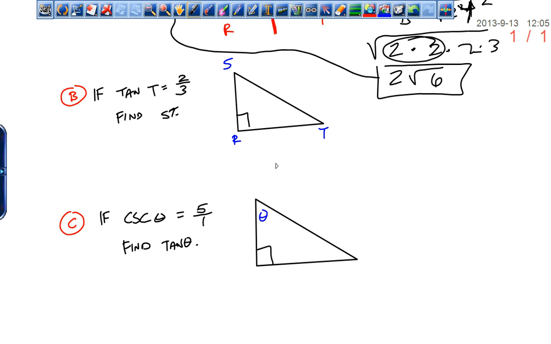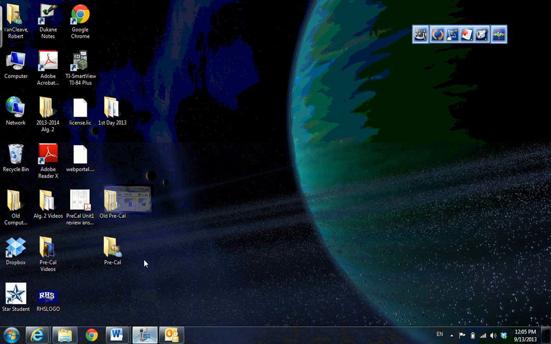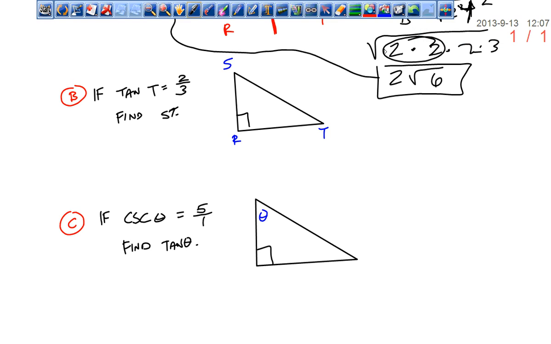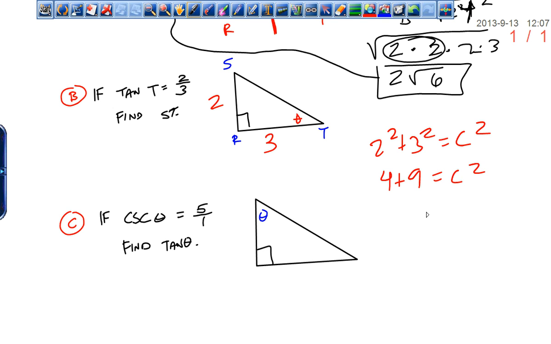All right. So they tell us tan of T. So that means that it's down here, right? T's right there. So where does 2/3 go? Opposite over adjacent. Cool. Finding ST. So once again, I'm doing the Pythagorean theorem here. So 2 squared plus 3 squared equals C squared. That's 4 plus 9. So my answer is square root of 13.